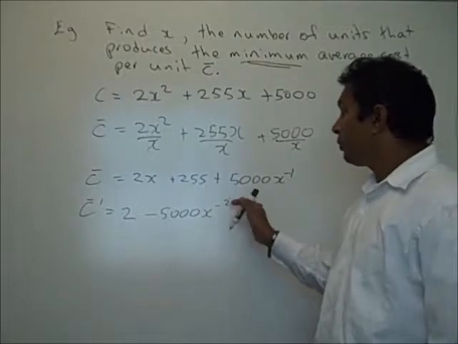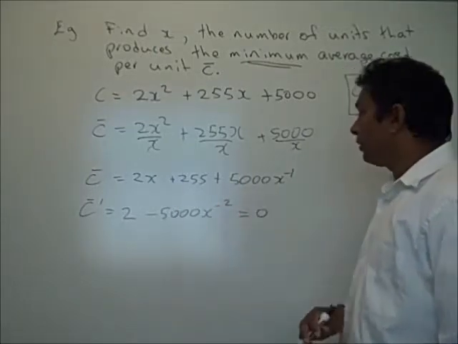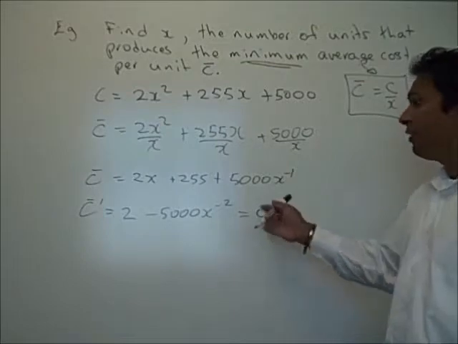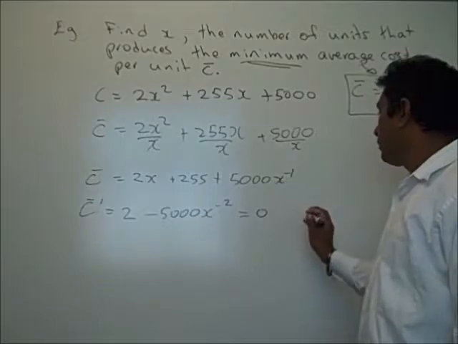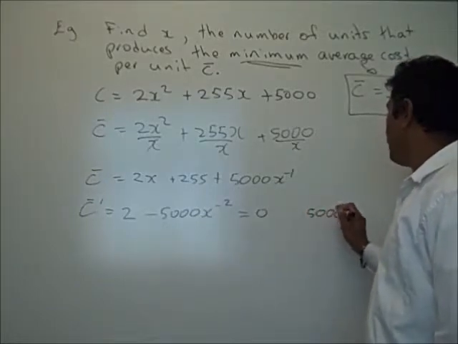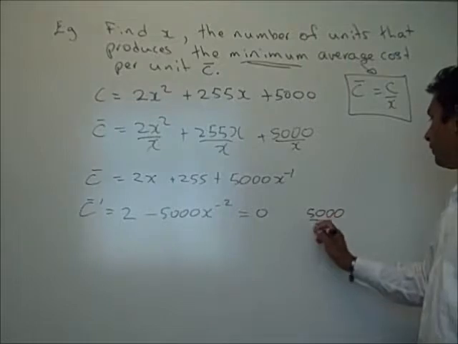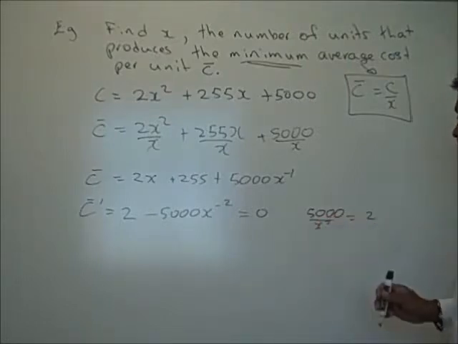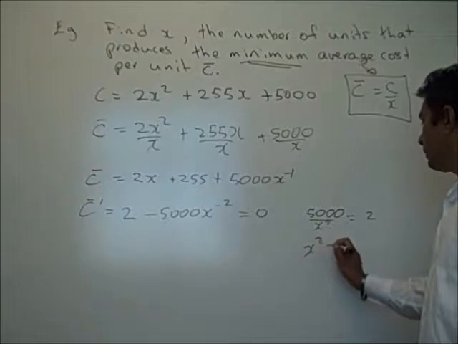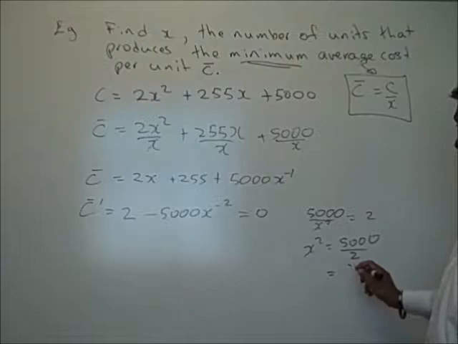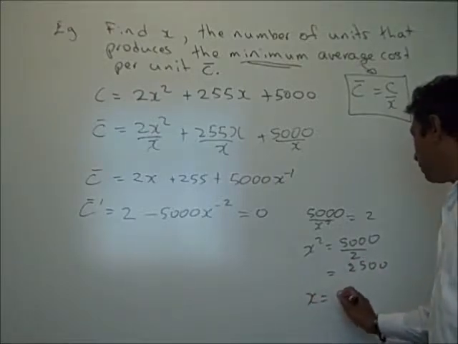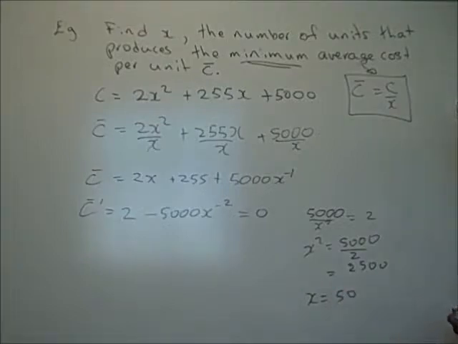Our critical number is where this is equal to 0 or undefined. We set it equal to 0 and solve it. If we move the 5,000 over, we get 5,000 over x squared is equal to 2, or x squared is equal to 5,000 over 2, or just 2,500, and then x would be equal to plus or minus 50, since 50 is the square root of 2,500.